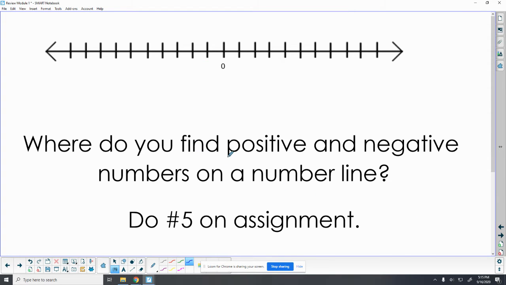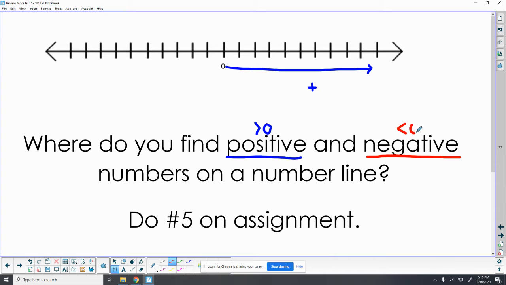So we need to think about, where do we find positive numbers? We earlier discussed that positive numbers are always going to be greater than 0. And so they're going to go toward the right. Positive numbers always are on the right side. And negative numbers are less than 0. And so they are always going to be found to the left. So pause the video and do number 5.